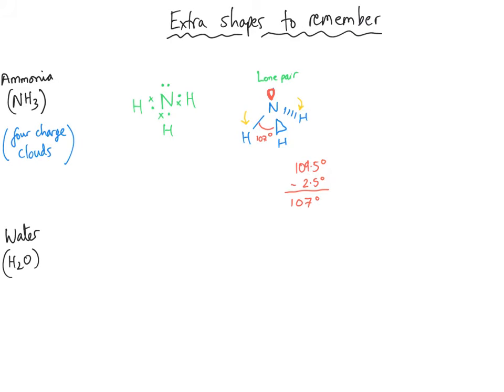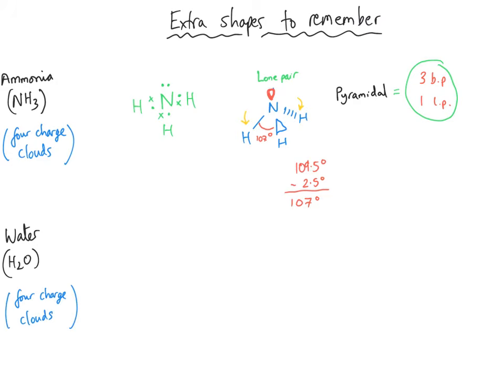And instead of us calling this a tetrahedral shape, because we've lost the top atom in our tetrahedron, it's not a tetrahedral shape anymore, and we call this a pyramidal shape. And that's the case for ammonia and any other analogue of this where you've got 3 bonding pairs and 1 lone pair. It will be this pyramidal shape with 107 degrees.